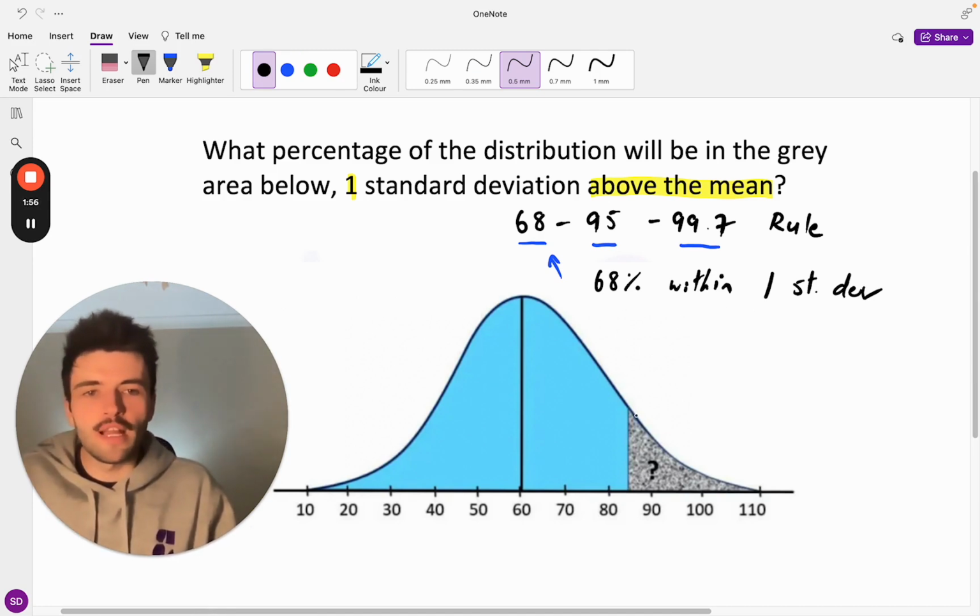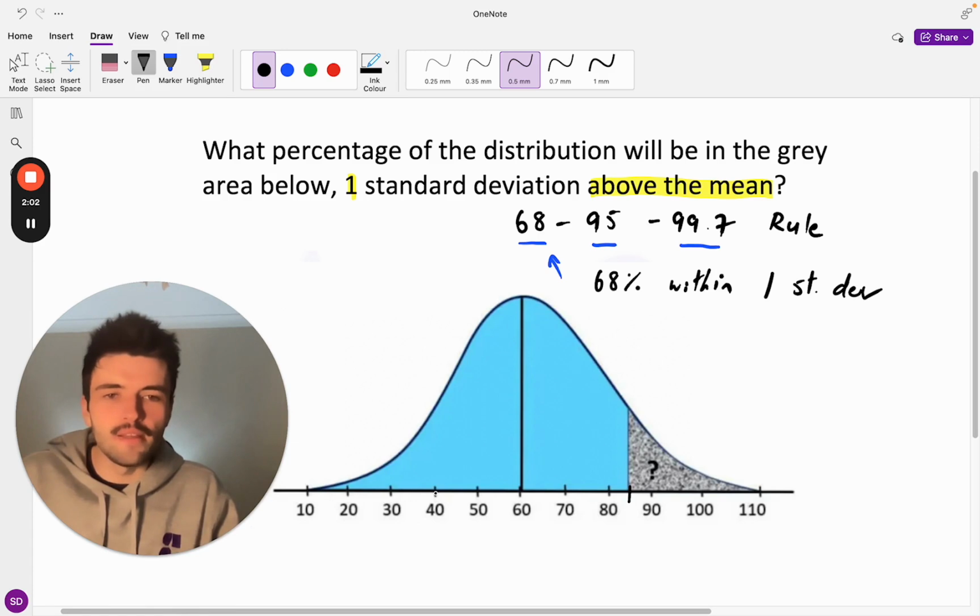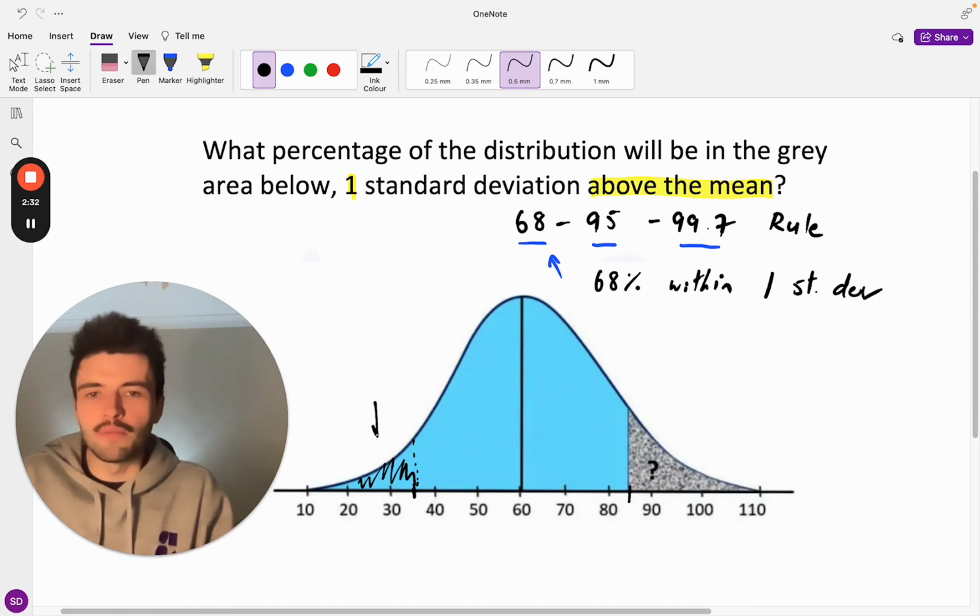So we know 68% of the data lies within one standard deviation. And so we know this grey area is above one standard deviation. We also know that the curve is symmetrical. So the far side of the curve, which is going to contain this point for the same amount of area, is going to be in here between 30 and 40. So we know this is going to be the same amount of area as the grey area on the right hand side. And so because we just want the amount of the area on the right hand side, we're going to add what we know this is going to be.